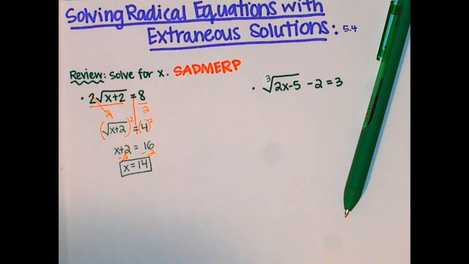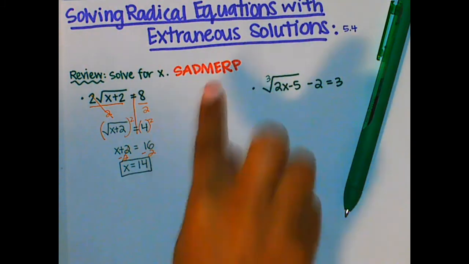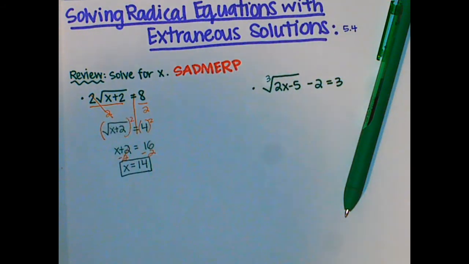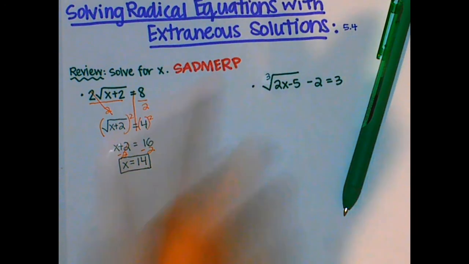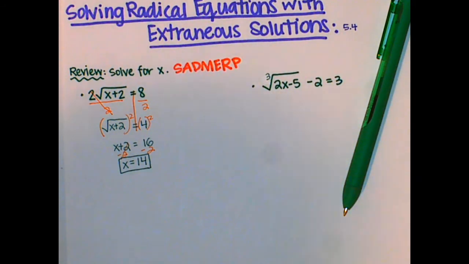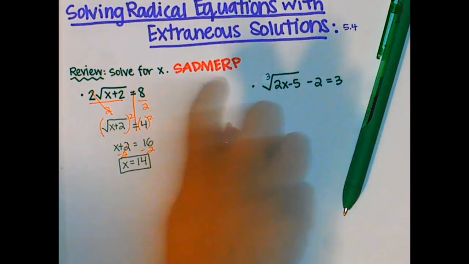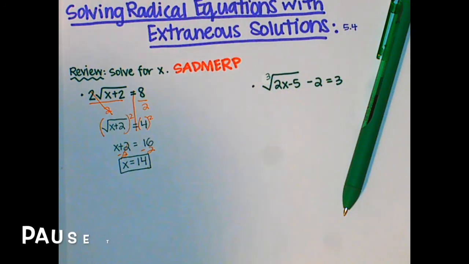Okay, for the first, you should have gotten x is equal to 14. You start off with division multiplication. You cancel out the 2's. And to eliminate the radical of our SAD-MERP, we raise it to the power of 2, and then we subtract 2 to both sides. So following the same order of operations, go ahead and solve the next one.